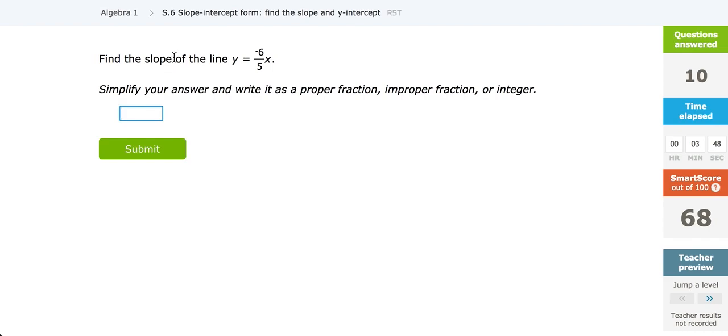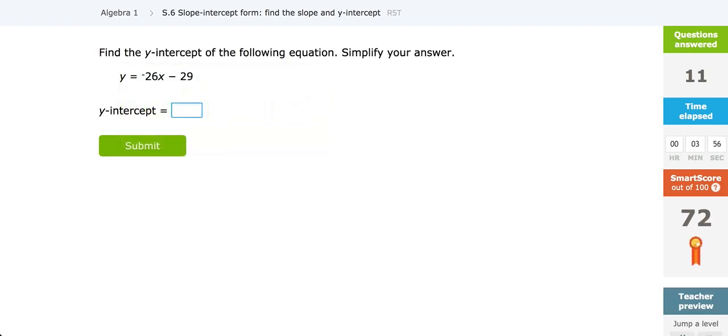Find the slope of the line. In this case, the number that comes right before the x, which is -6/5. The y-intercept, okay, now we have a minus. Because we have a minus here, make sure that you type that minus as a -29. So the y-intercept is a negative because of this minus sign again.